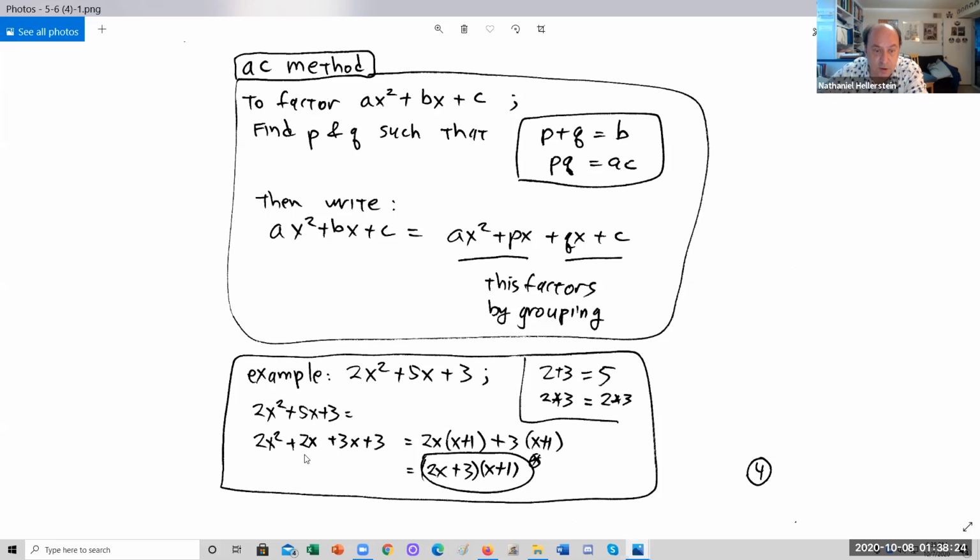Then we can factor these four terms by unfoil. 2x squared plus 2x has a common factor of 2x, times x plus 1. 3x plus 3 has a common factor of 3, times x plus 1. So we have 2x times x plus 1 plus 3 times x plus 1. So here x plus 1 is a common factor. Out it comes, times 2x plus 3. There it is.